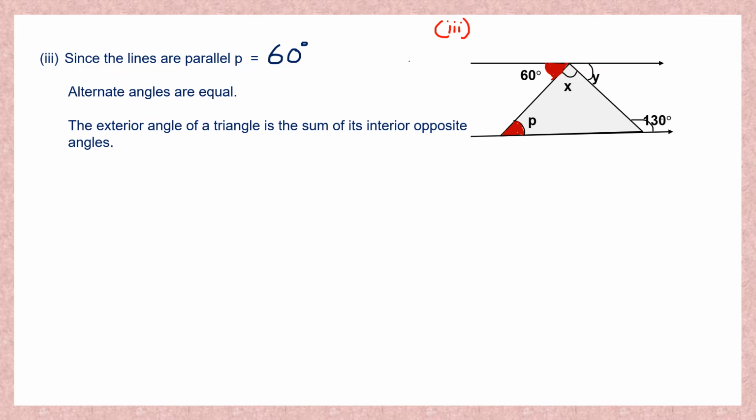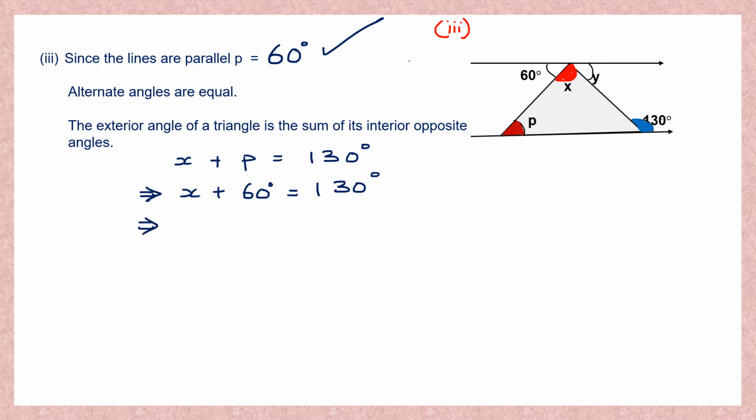Now the exterior angle of a triangle is the sum of its interior opposite angles. Let's make use of this property. Exterior angle is 130 and that is the angle in blue and that is equal to the sum of its two interior opposite angles marked in red, X and P. So X plus P is equal to 130 degrees. We're going to find the value of X. So here X plus P, now P we found out to be 60 degrees. It's here right on top. Both together is equal to 130 degrees.